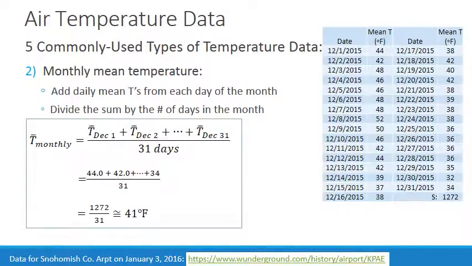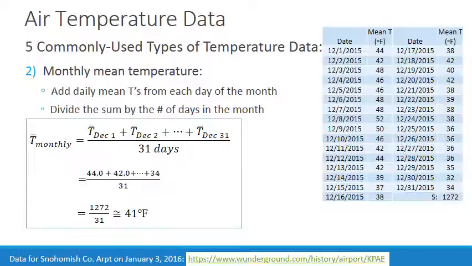The third commonly used type of temperature data is the monthly mean temperature, which is calculated exactly the same way as the daily mean, except we actually use the daily mean temperatures to determine our average instead of the hourly mean. So that means we need a daily mean temperature for each day of the month before we can calculate the true monthly mean. So we have to wait until the month is over.